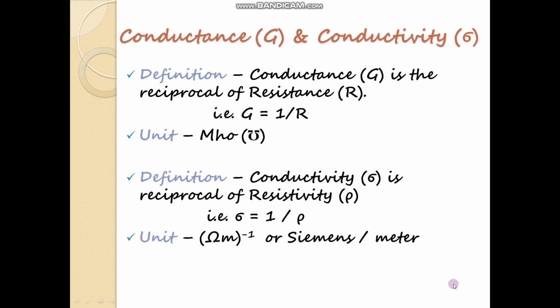The next concept is conductance and conductivity. The conductance is the reciprocal of resistance. So it is given by G equals 1 by R and its unit is mho. The second is conductivity. It is the reciprocal of resistivity. So it is denoted by the letter sigma, equals 1 upon rho. Its unit is ohm meter inverse or Siemens per meter.